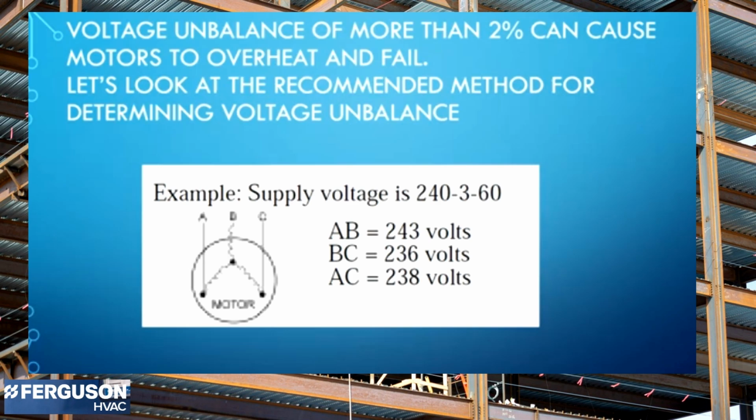In this example, we have a three-phase motor that is 240 volts. By taking voltage readings on A, B, and C, we find that between A and B we have 243 volts. Between B and C we have 236 volts. And between A and C we have 238 volts.